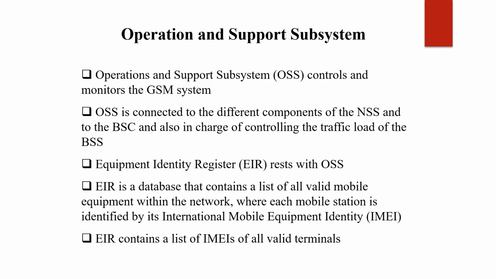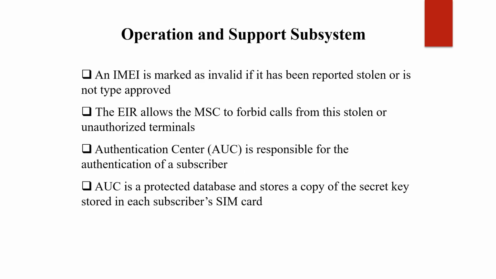So again, it consists of the EIR, sorry, Equipment Identity Register, which rests with the OSS system, and it is one kind of database that contains a list of all valid mobile equipment within the network. Each mobile station has its own mobile equipment identity, that is the International Mobile Equipment Identity number, the IMEI number. The IMEI number is marked as invalid if it has been reported stolen or is not approved. So control operation and controlling is done by your OSS subsystem.